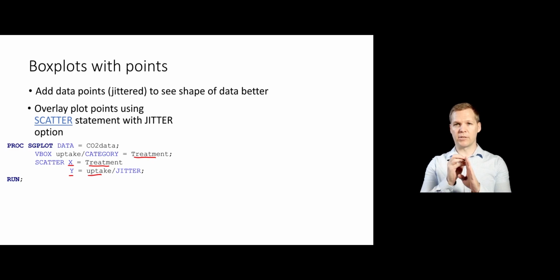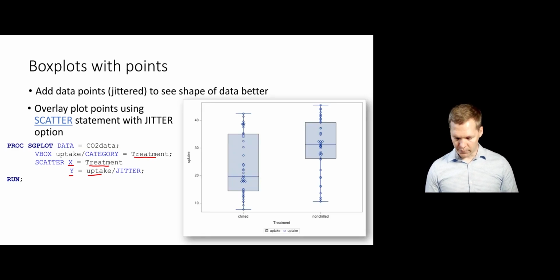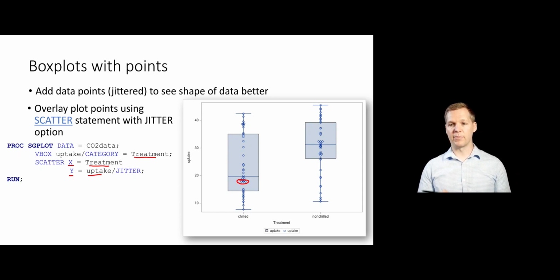By adding jitter, it just moves those points a little bit horizontally back and forth so that you can then see the different points. So for instance, in this little chunk here, we can see that there are multiple points there, but they've been jittered a little bit so that you can at least see that there's a couple. And this jittering is just done randomly.